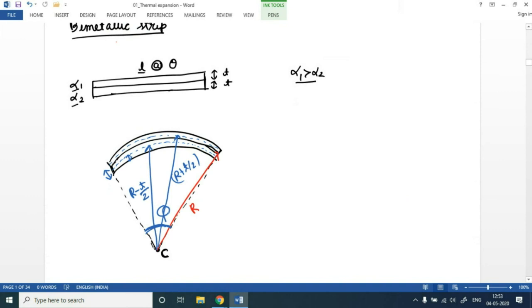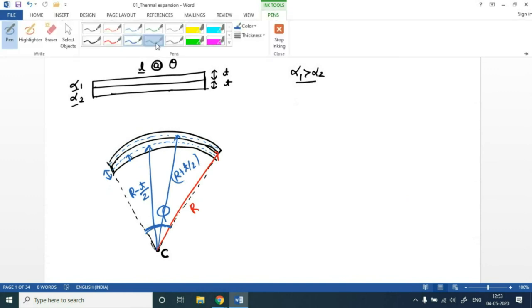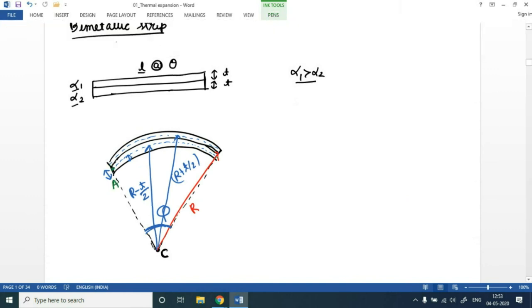So what we can write over here, let's name it also, or let's say this point is A and this point is B and this point is C and this point is D. So the length of arc AB is going to be equal to (R minus T by 2) times theta over here. And that should be equal to, after the thermal expansion, the length AB, which would be nothing but L into 1 plus, we are looking at the lower one, so 1 plus alpha 2 delta theta.